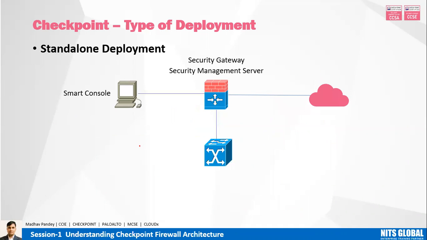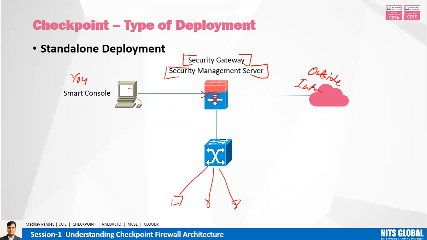And when you do standalone deployment, standalone deployment is like this. In standalone you have a firewall. On the same firewall you have a security gateway feature, and on the same firewall you have a security management feature. Both features you install, you enable on the same firewall, and this is your internal network. All your computers are connected. This is you. From here you take access of this firewall and configure it, and this is your outside internet. So this is a standalone.